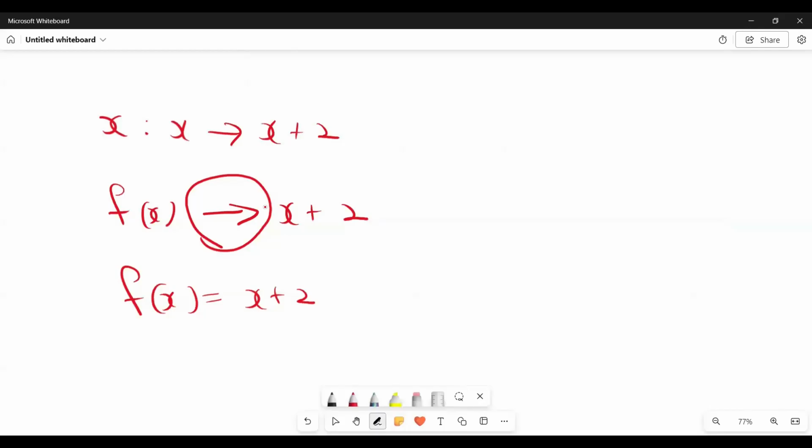Sometimes we can read it this way: the function of x is such that f(x) is equal to x plus 2. If you don't want to mention back f(x), you can say the function of x is equal to x plus 2. Or you can say the function f(x) is equal to x plus 2. All those are possibilities.